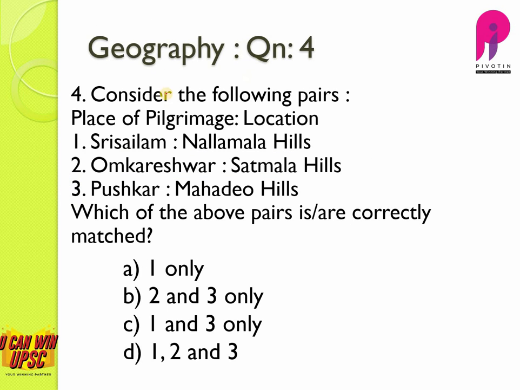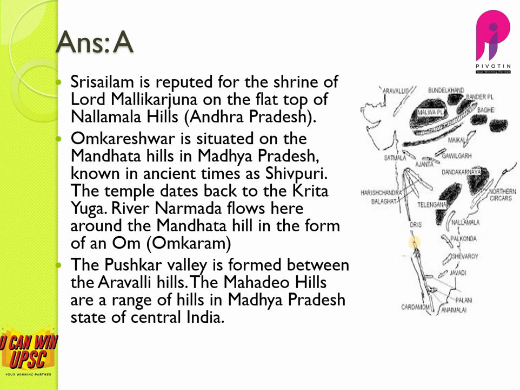Question number 4. Consider the following pairs: the place of pilgrimage and the location. Srisailam, Nallamala Hills. Yes, this is correct. Omkareshwar, it is not in Satmala Hills. You can see this is Satmala Hills and this is Nallamala Hills. And Omkareshwar is situated in Mandhata Hill in Madhya Pradesh. It was also known as Shivpuri. Actually, river Narmada flows here around the Mandhata Hill in the form of Om, that is Omkaram.